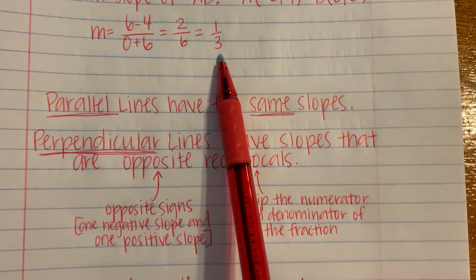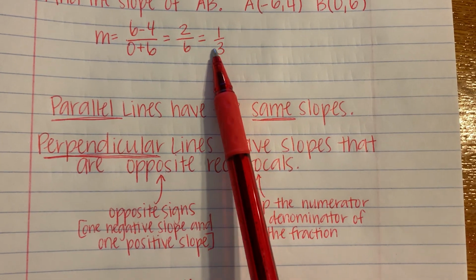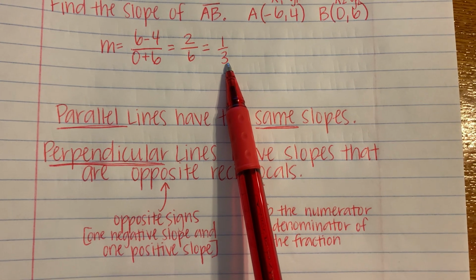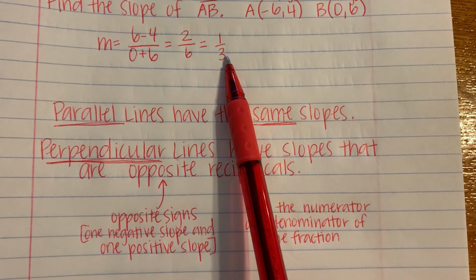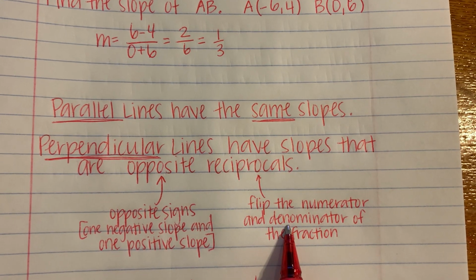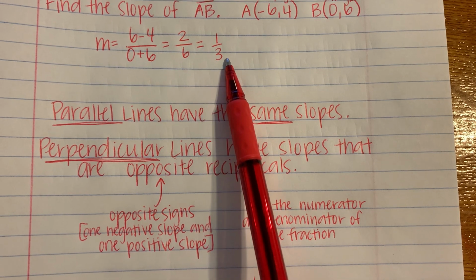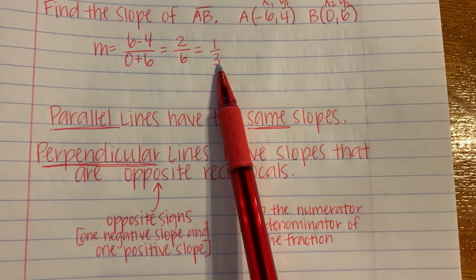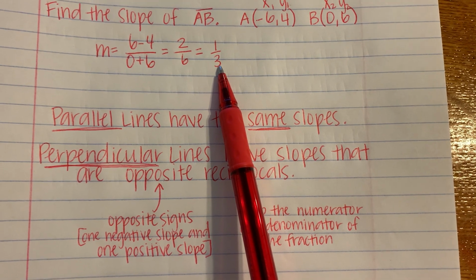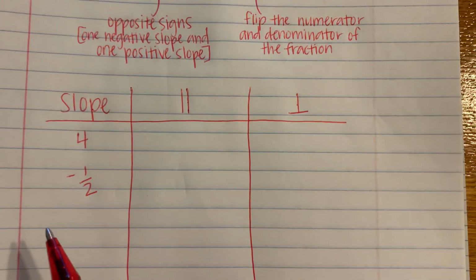Okay, so if I was talking about a perpendicular slope for this one, because this is positive, I would need the perpendicular slope to be negative. Okay, and because this is 1/3, I would need to flip it and make it 3/1. So a parallel line to this would have a slope of 1/3, but a perpendicular line would have a slope of -3.